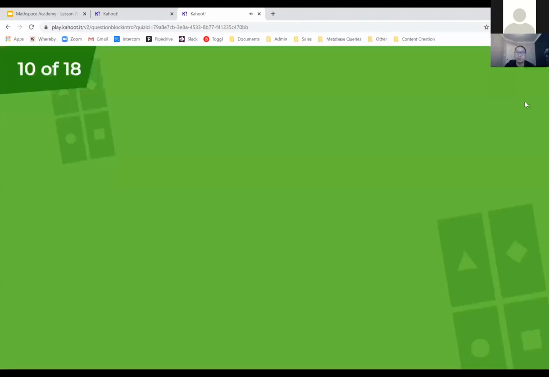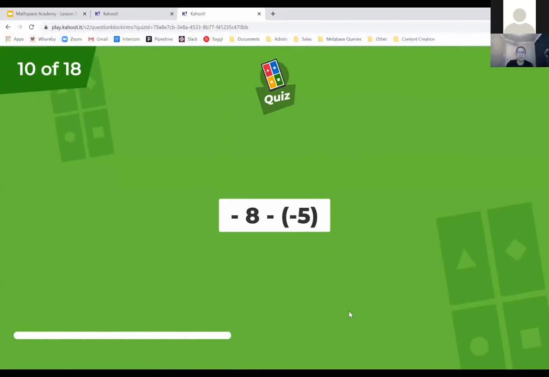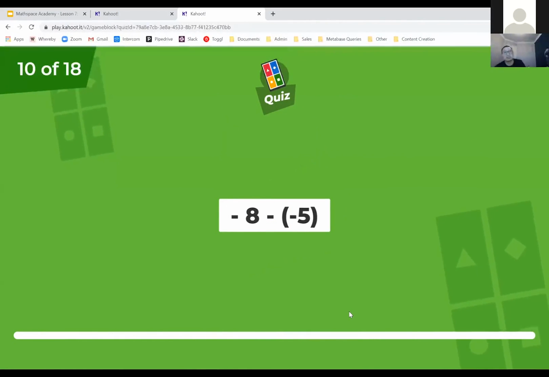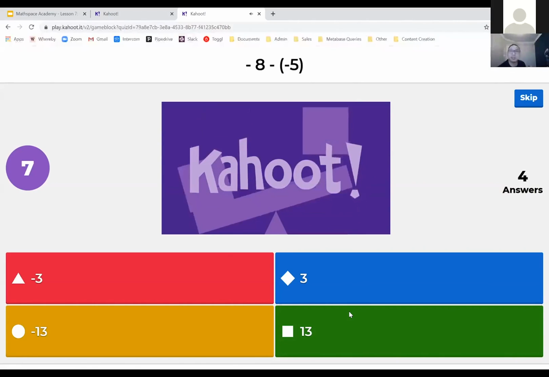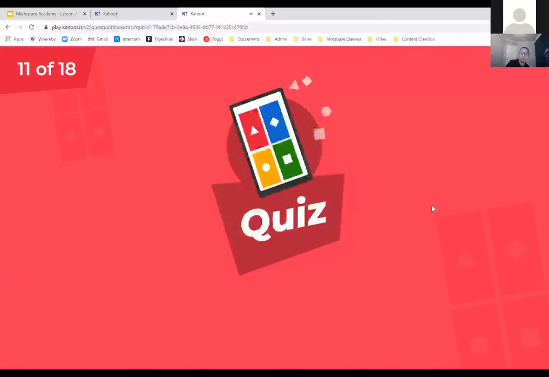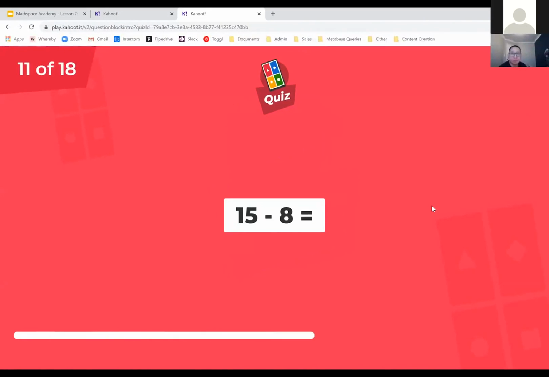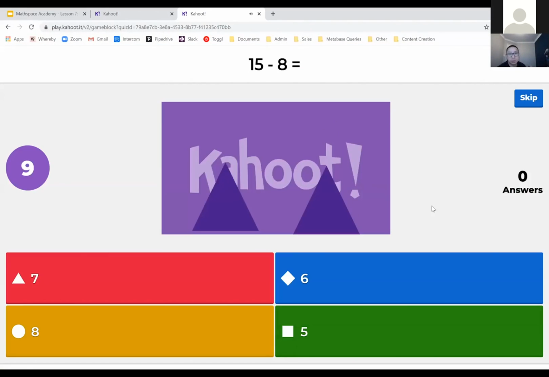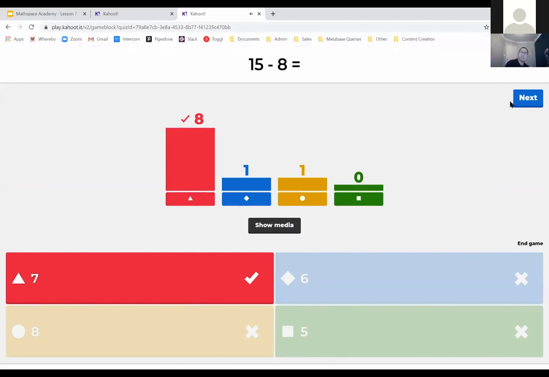All right, negative 8 take negative 5, let's go. When you take a negative, you can simplify that. When you're taking away a negative 5, it's like you're adding 5. So negative 8 plus 5 is negative 3. Take 8, another easy one. Good job.